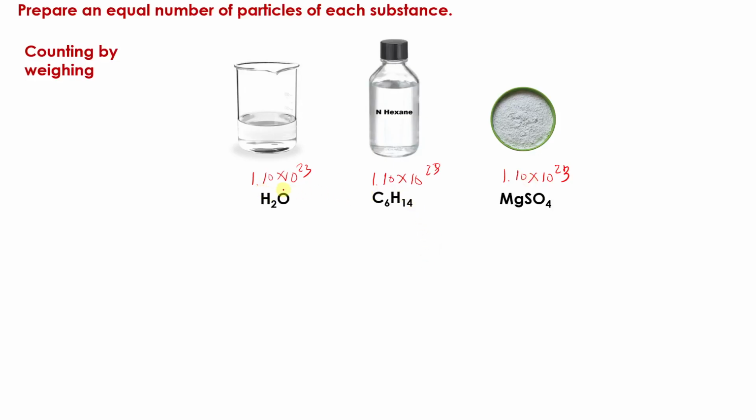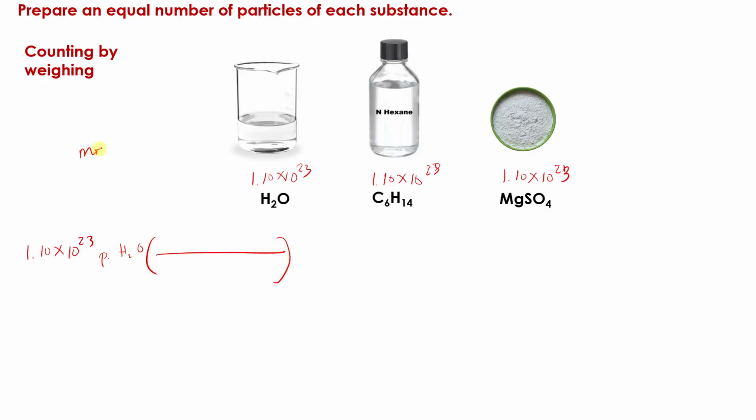So again, I need 1.10 times 10 to the power of 23 particles for each of the following substances. Let's proceed to the first one. We have 1.10 times 10 to the power of 23 particles of H2O.